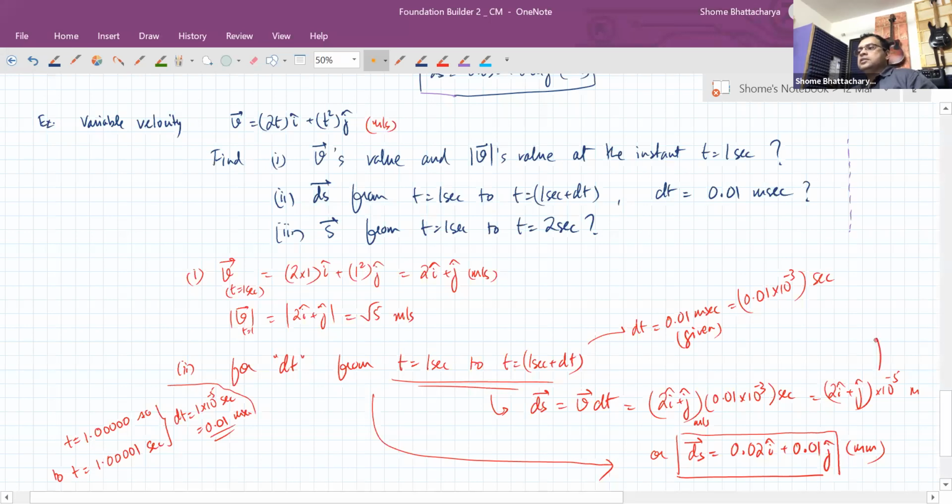Another way we can write this is that it is 20 i cap plus 10 j cap in micrometers. And units and dimensions, you must have studied about micrometers. 1 micrometer is 10 raised to minus 6 meters, or 1 millionth of a meter.